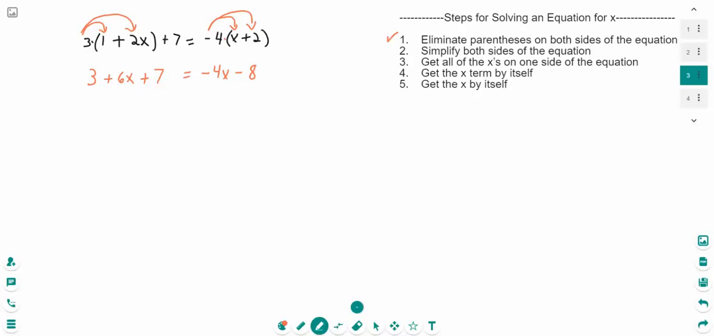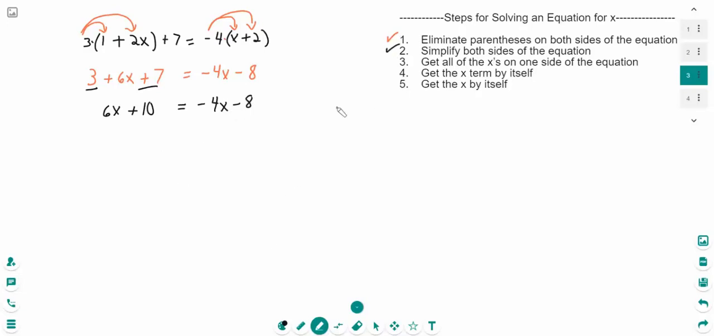Now we can simplify both sides of the equation. So over here, we do in fact have some like terms. We've got a 3 and we have a 7, right? So we can combine those. I'm going to maybe just write the 6x first. And then I have a 3 plus 7. Well, that's going to give me a 10. So I have a 6x plus 10 on the left side. And on the right side, do I have any like terms? No, I don't. So I'm just going to rewrite it. Minus 4x minus 8. All right?